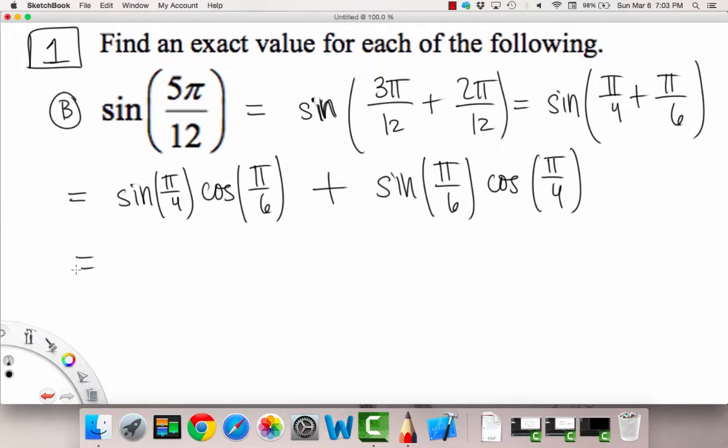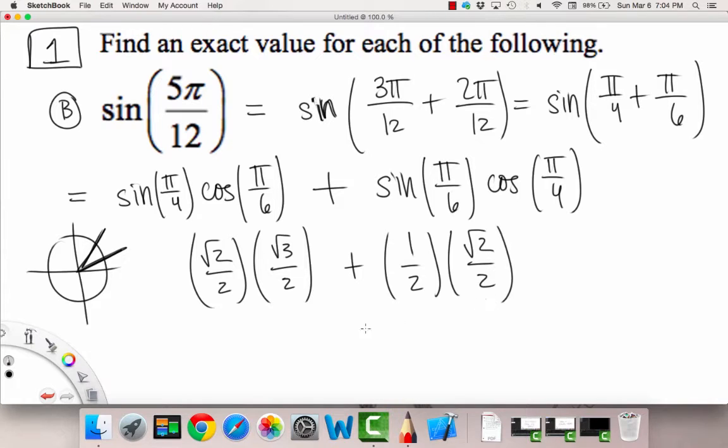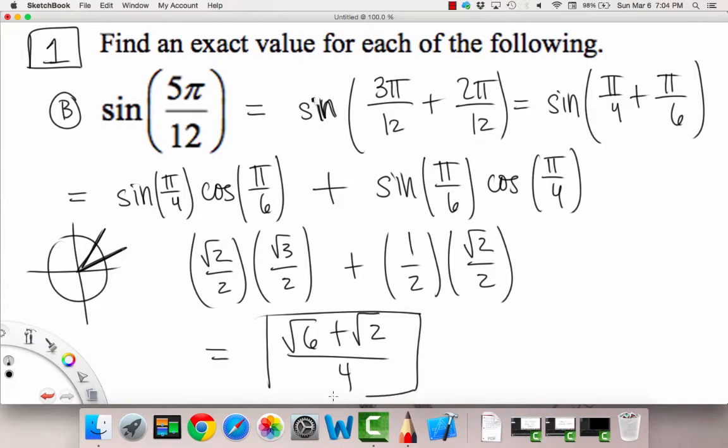Let's use our unit circle. Let me draw one real quick. So pi over 4 is right here, and pi over 6 is over here. So sine of pi over 4 is radical 2 over 2. Cosine of pi over 6, that's our x value, so that'd be radical 3 over 2. And then we have plus sine of pi over 6, that would be 1/2, and cosine of pi over 4 is radical 2 over 2. So we're going to get an answer of radical 6 plus radical 2, all over 4.